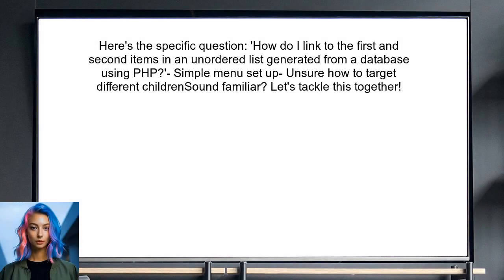Let's break down the specific question at hand. One user asked, how do I link to the first and second items in an unordered list generated from a database using PHP? They have a simple menu set up, but they're unsure how to target the different children within the list. Sound familiar? Let's tackle this together.